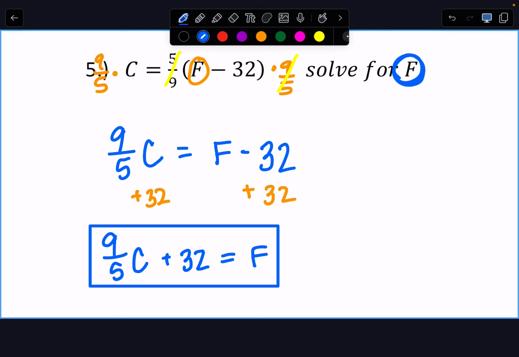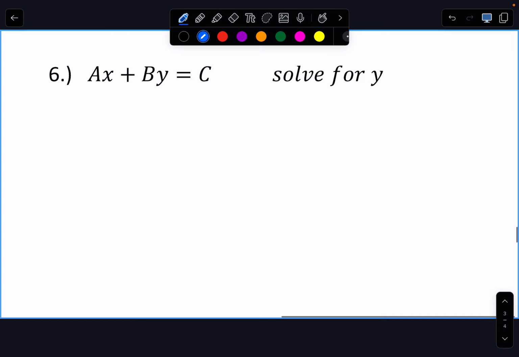Does anybody know what freezing is in Celsius? 0 degrees. It's 0. So when it's 23 degrees Celsius, that's actually warm. All right, last example. Joey, it's okay. Last example.